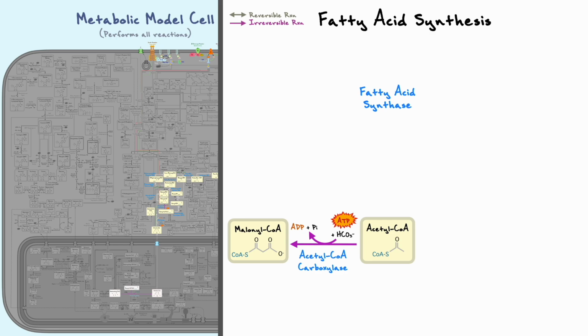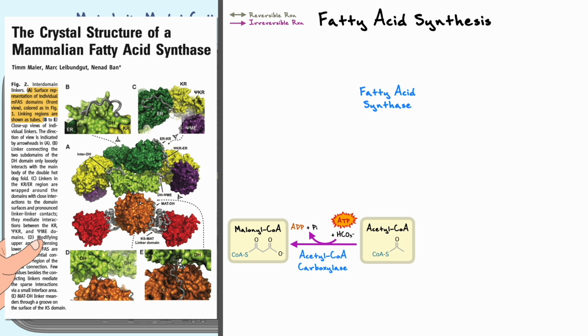To get an idea of the protein, here is a surface representation that shows the multiple subunits. From the symmetry of the protein, you can notice that fatty acid synthase is a dimer. The implication of this is that the protein is able to produce two fatty acids at the same time, but this won't be too much of a concern for us.